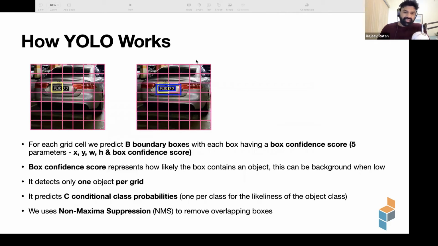So it's a little more in depth now with YOLO. For each grid cell, we have the boundary box proposals here, like these blue boxes right here. And we have box confidence scores and these parameters here, which are basically the coordinates and the box confidence score. The box confidence score represents how confident it is that the category or class, which is a license plate, is in the box. It only actually detects one object per grid cell, which in our case is fine because we just trained a detector to detect one object.